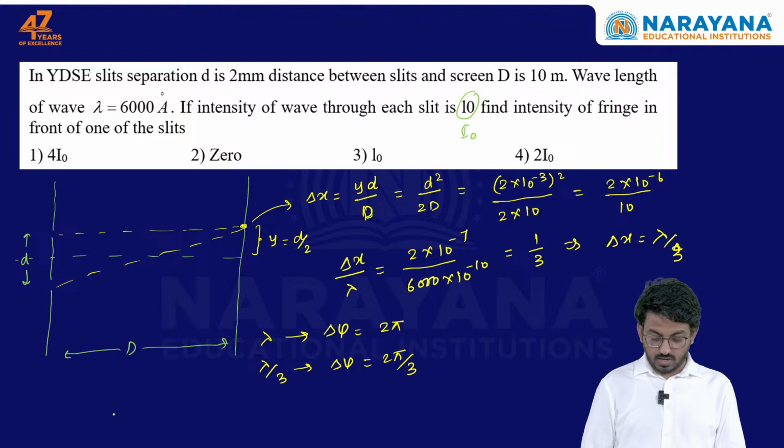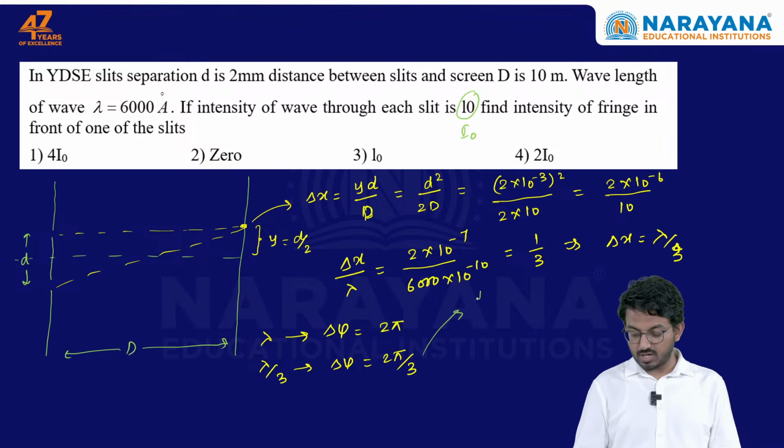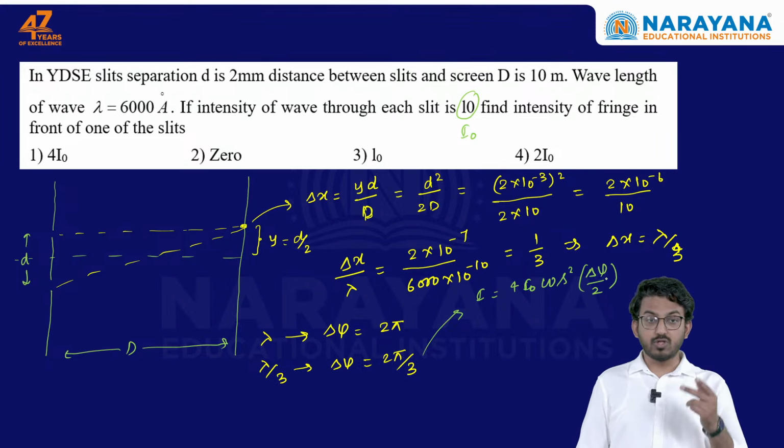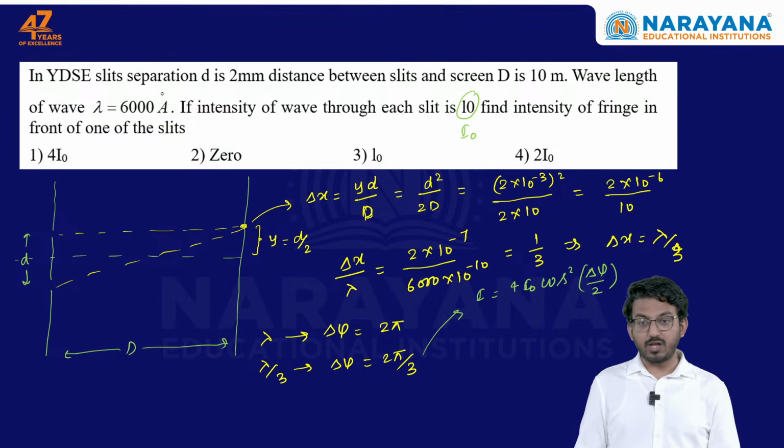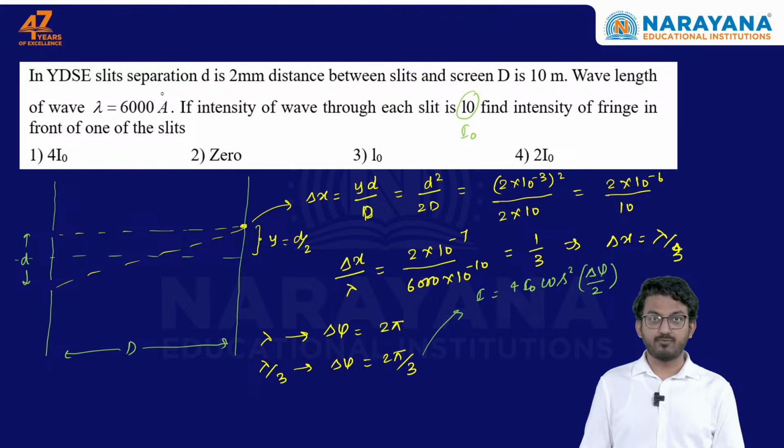Now intensity, we have this relation I is equal to 4 I naught cos square delta phi by 2. Again, this is also a standard result. If two slits have equal intensity I naught and I naught, so on the screen we have 4 I naught cos square delta phi by 2, so maximum intensity being 4 I naught and minimum being 0.